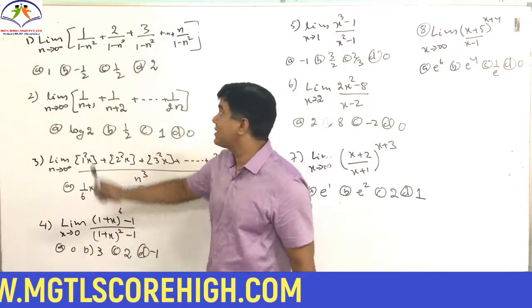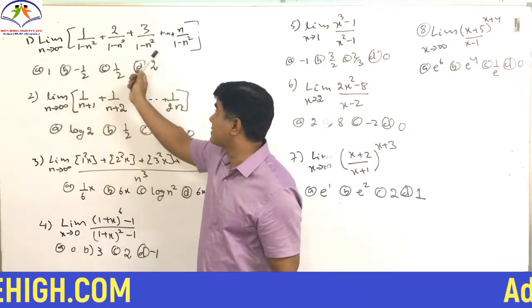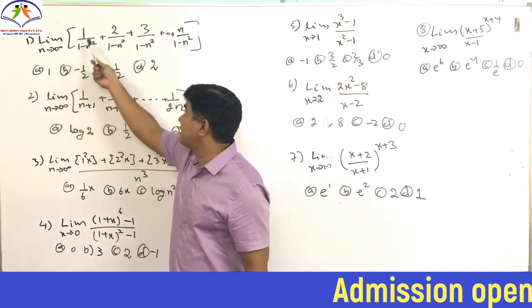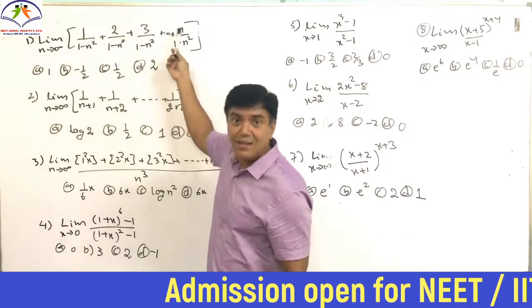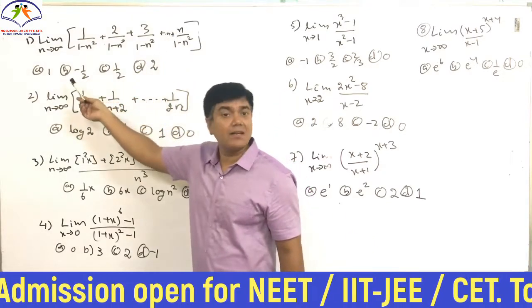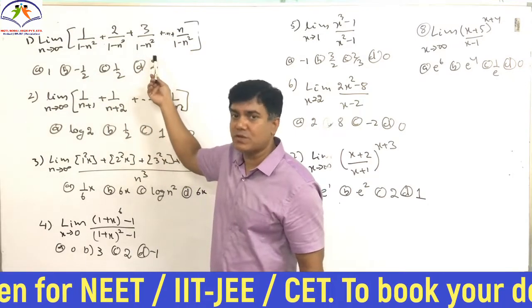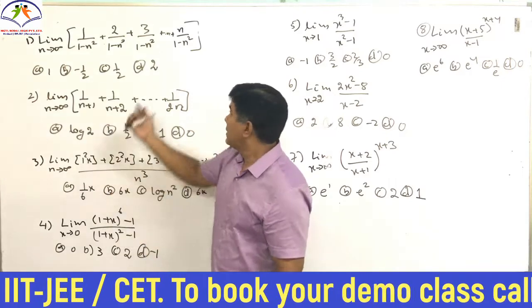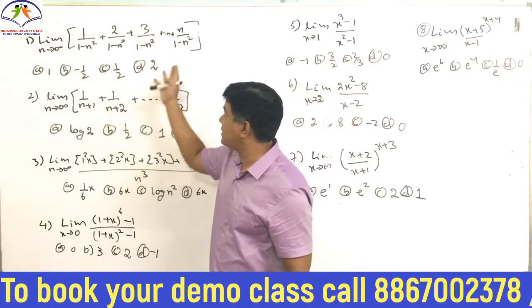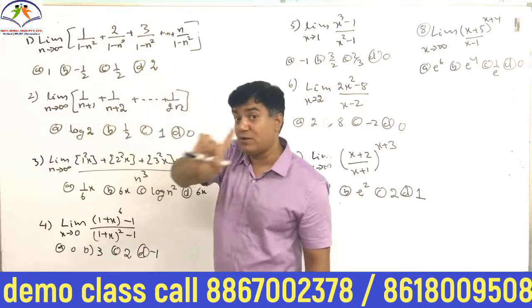See, one of the questions related to series: limit n tends to infinity, 1 by 1 minus n square till n by 1 minus n square, and these are the options given. This is your JEE Mains question. So see students, if you keep on applying the formula, definitely it will waste your time. How to do it in 1 second?